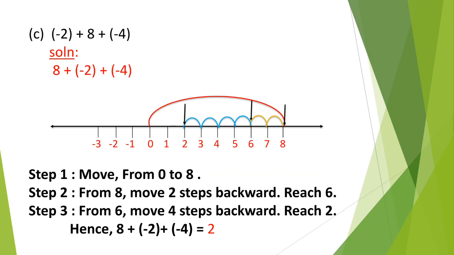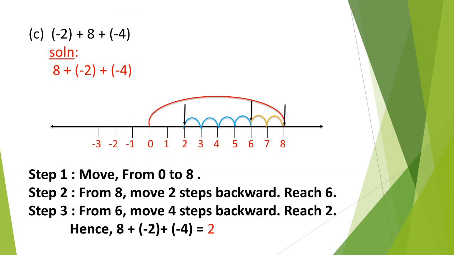Here, we have 3 numbers. Minus 2 plus 8 plus minus 4. 2 and 4 are negative integers and 8 is a positive integer. Here, I am rearranging the question. 8 plus minus 2 plus minus 4. Here I am moving 0 to positive 8. From 0 to 8. First step.